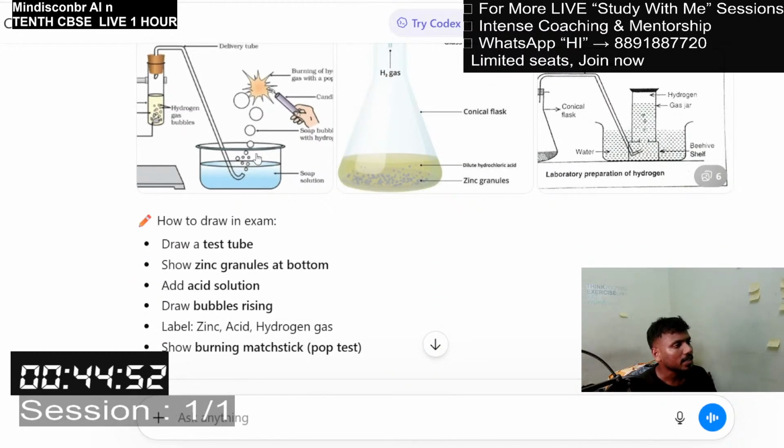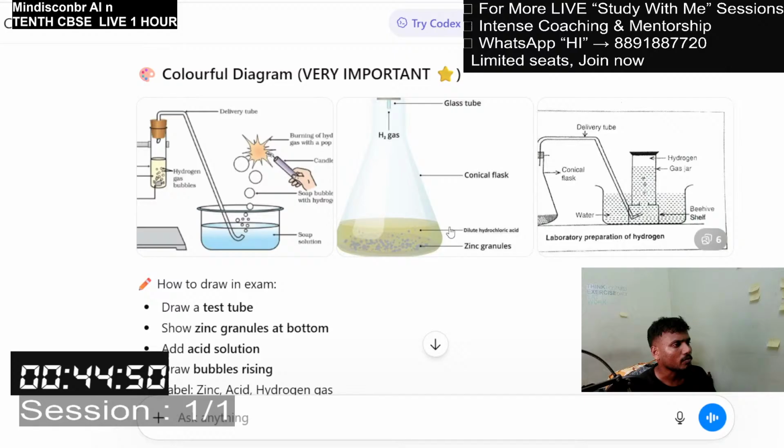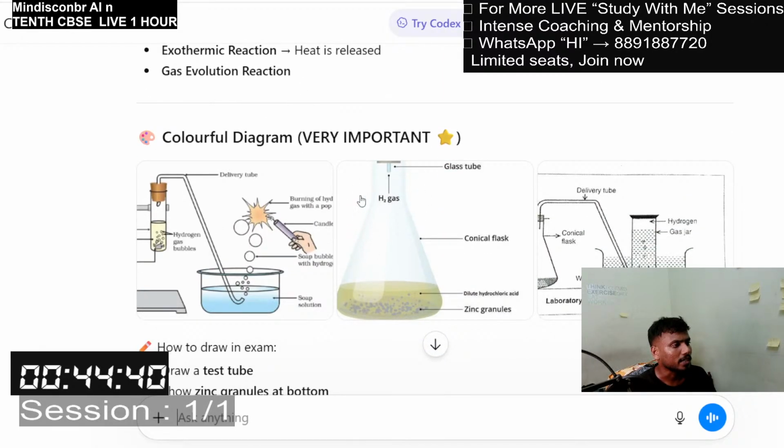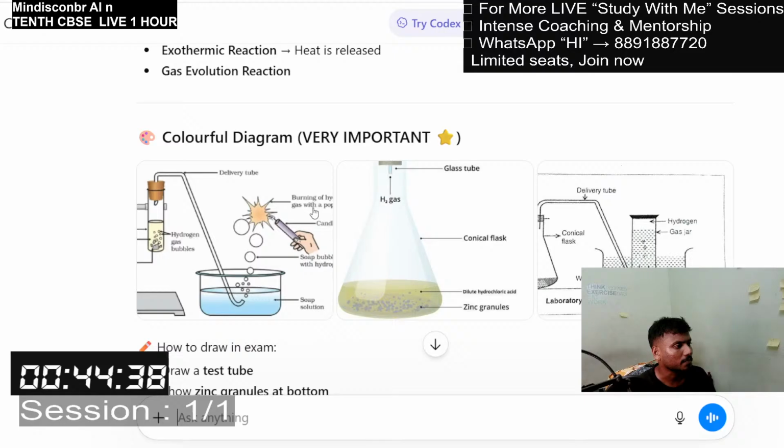Now we can see a colorful diagram here. Here we can see zinc granules and dilute hydrochloric acid. This is a conical flask, and here hydrogen gas is formed, and we can see the evolution of hydrogen gas burning with a pop sound. That's why we are using matchsticks. When we bring a matchstick near this gas, it produces a pop sound.